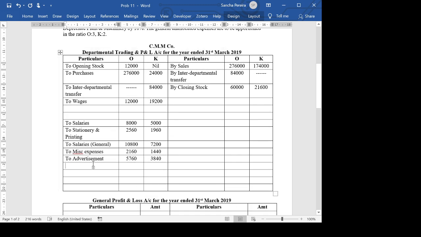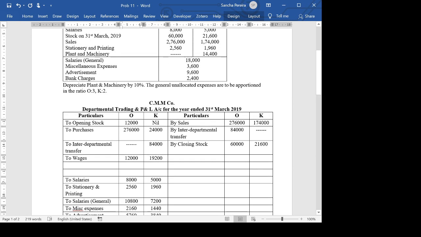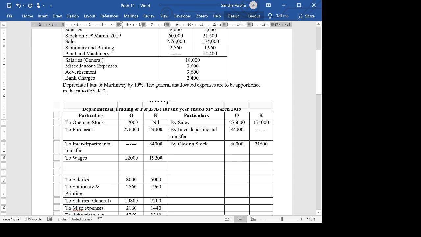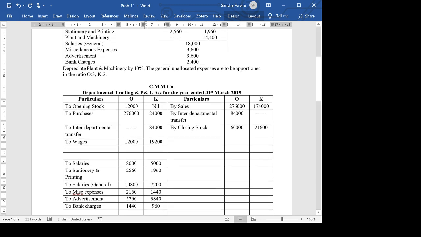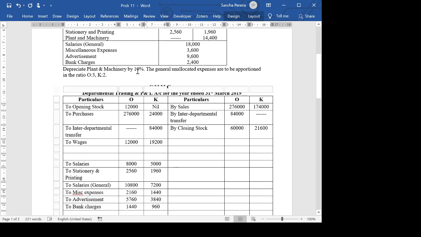Then we also have bank charges, which is 2,400 divided in the ratio of 3 to 2. We will get 1,440 and 960. Now we also have one more, depreciate plant and machinery by 10%.